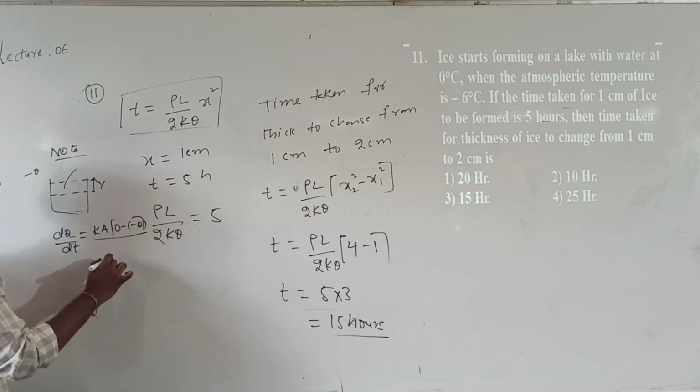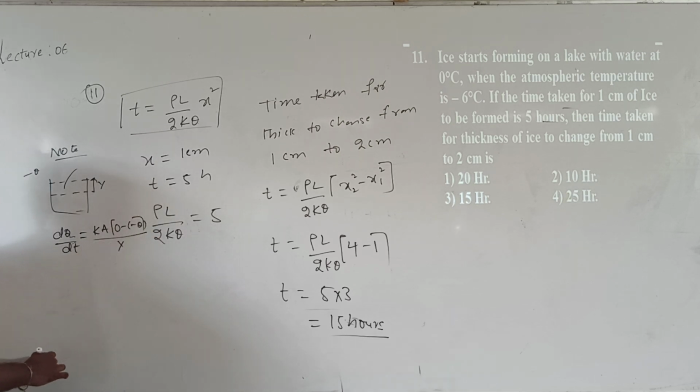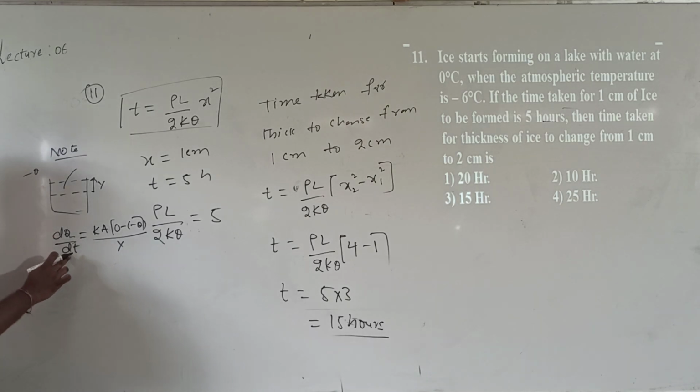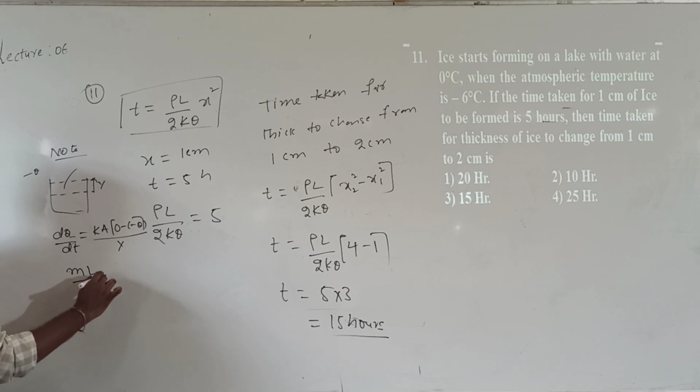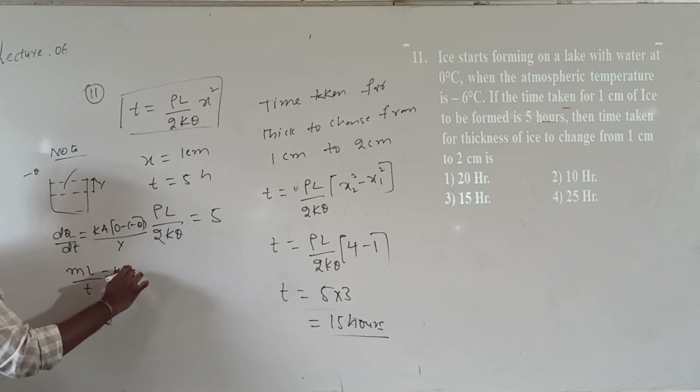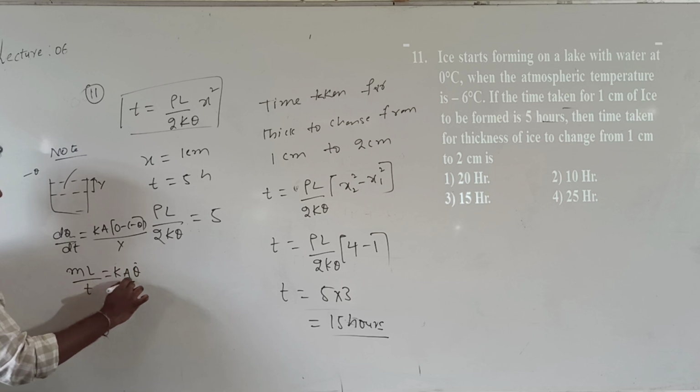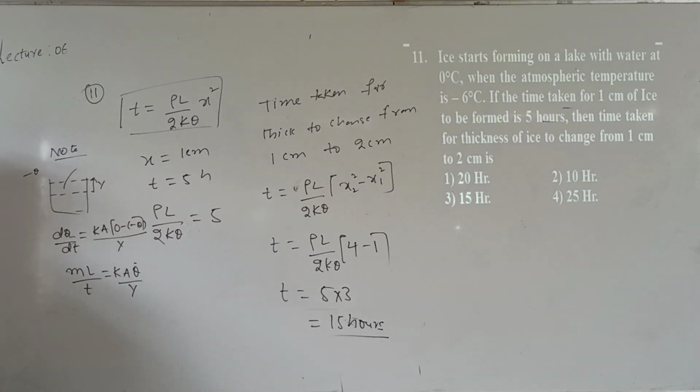So divided by what is the initial thickness value? Y. So this is the value of dQ by dt. From this dQ by dt value, dQ can be written as mass into L, m into L divided by T, is equal to K into A, and this value can be written as theta divided by 1.